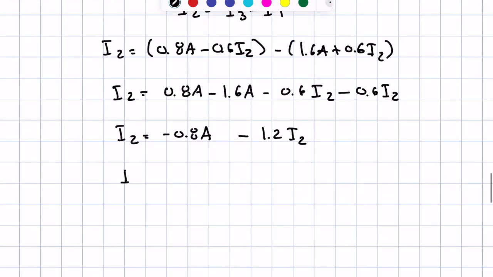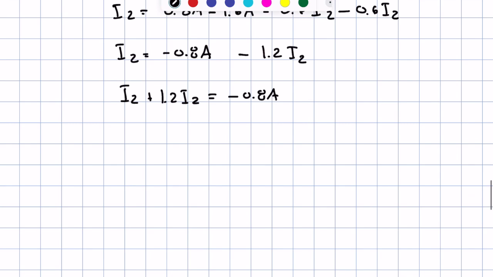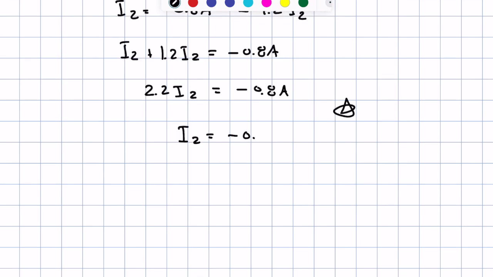So we have I2 plus 1.2 I2 is equal to negative 0.8 amps. Of course, we add these up together and we get 2.2 times I2 is equal to negative 0.8 amps, which leaves us with I2 is equal to negative 0.3636 amps.